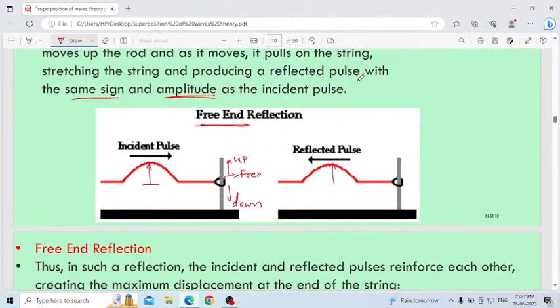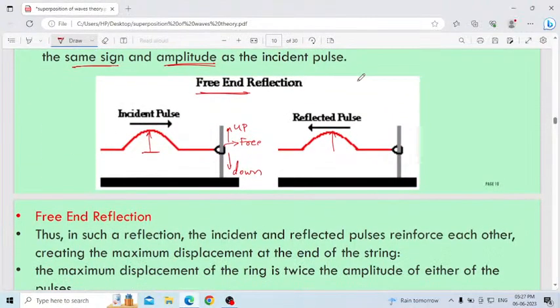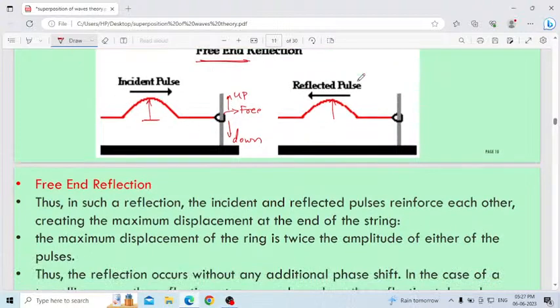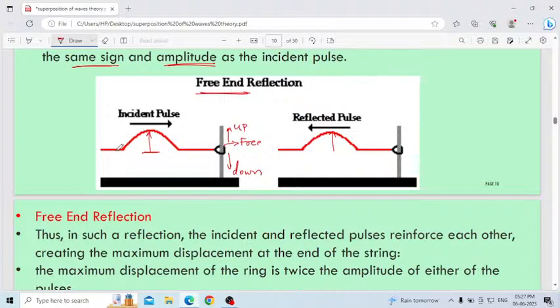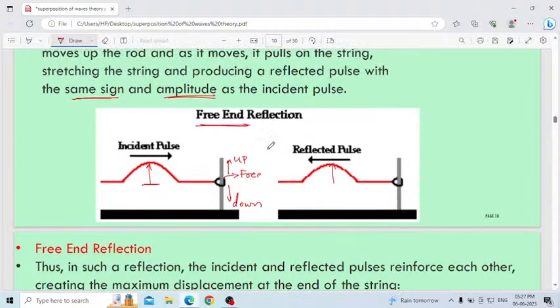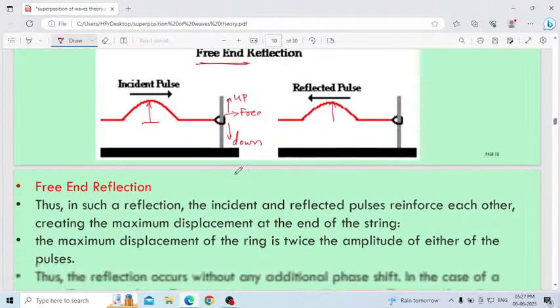But what will happen in the case of a free end reflection? You can observe here, this is the incident pulse, this is the reflected pulse. Here the pulse will not get inverted. It will be in the same direction. This is the incident pulse, this is the reflected pulse, this is the movable free end of the reflection.